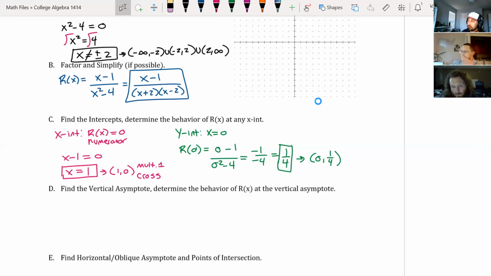And now, again, the easy money part, if you have your domain, you have your vertical asymptotes. So what are my vertical asymptotes going to be?